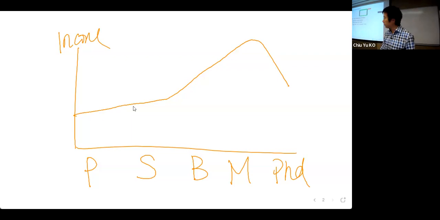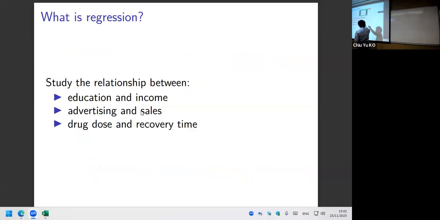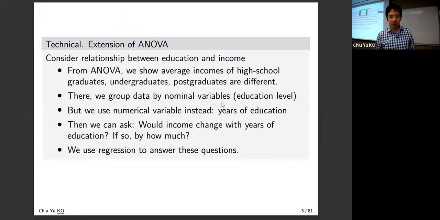And the second thing you care about, if you are the marketing manager, is deciding how much to spend on advertising, and how that leads to sales. That's a question. Or if you are a drug company, you want to see the drug dose and recovery time. The main idea is slightly different from ANOVA, though it's very related to ANOVA.